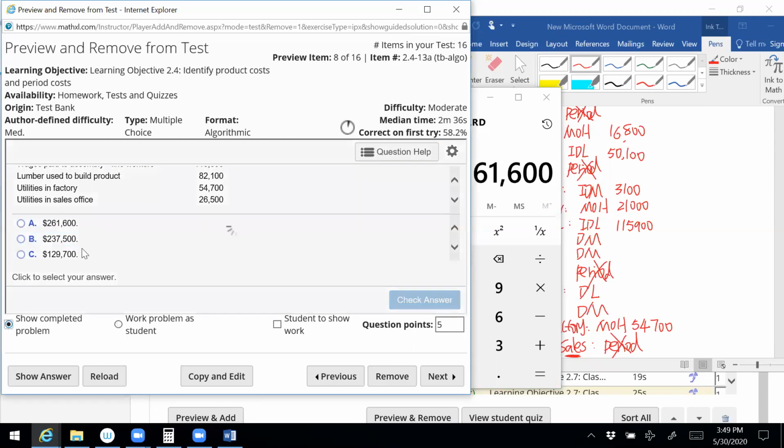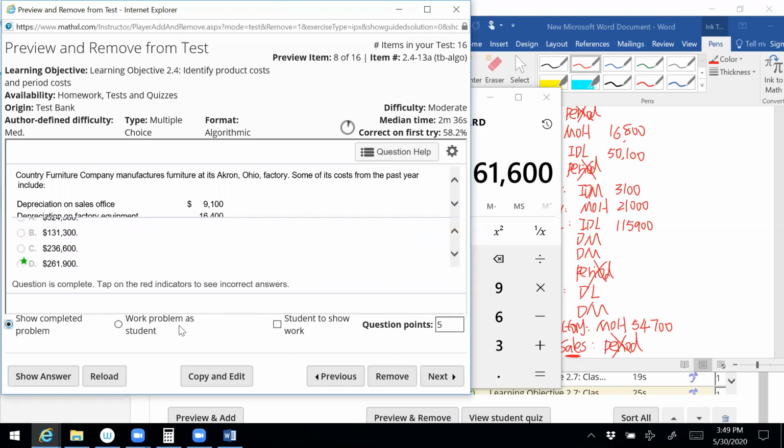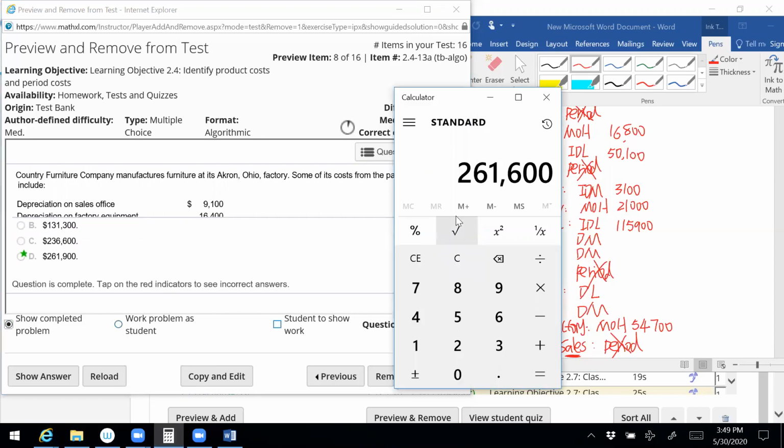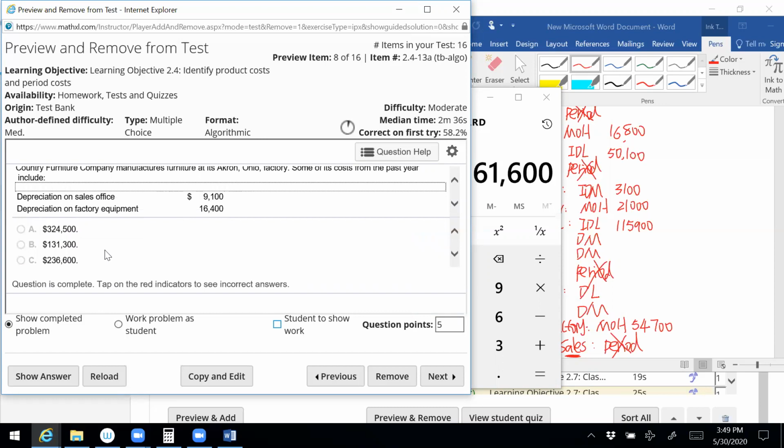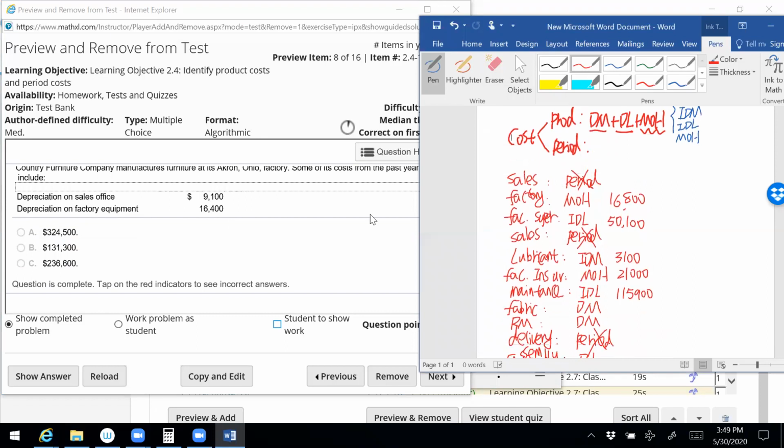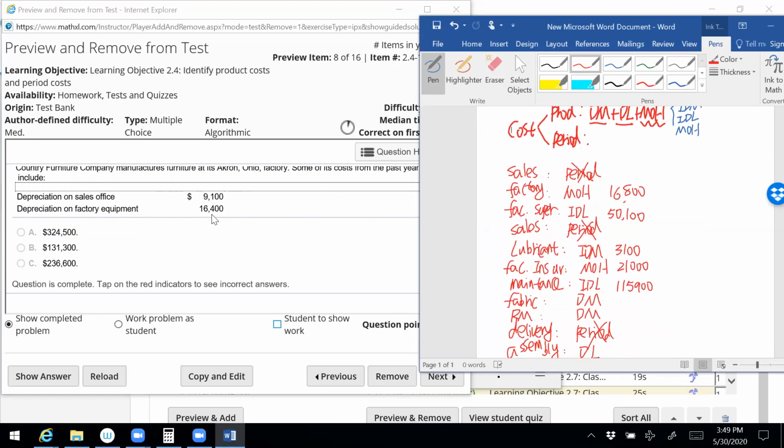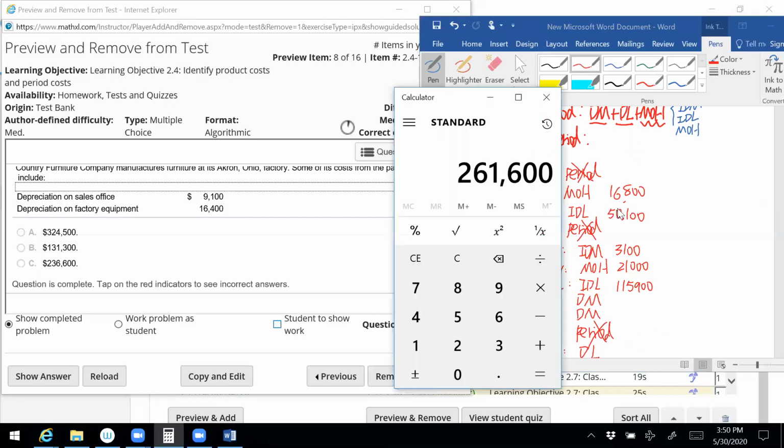So let's see whether it's 261,900. Okay, 261,600. Hold on. I think I got it. Which part is not right? I think they changed some of the numbers. I put this as algorithmic, so every time you click it, you get a new number. But I'm pretty sure that's the right answer for this specific question with the original numbers, because I did it many times before I started making this video.